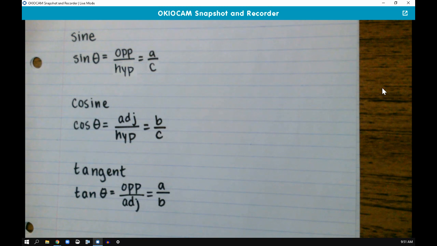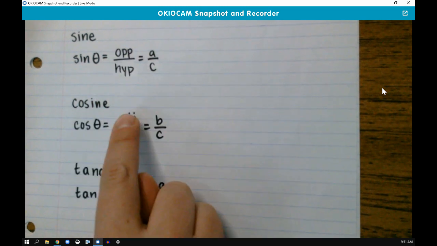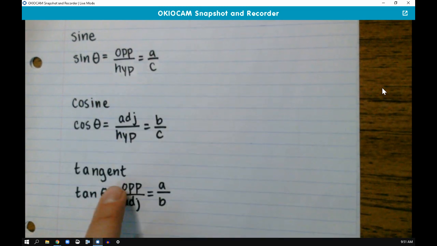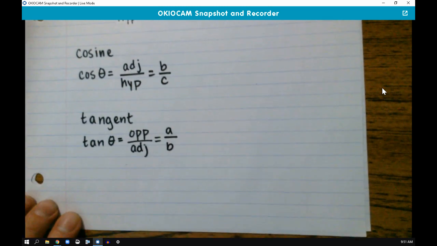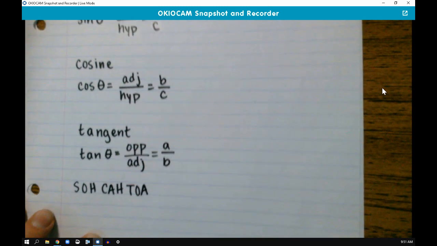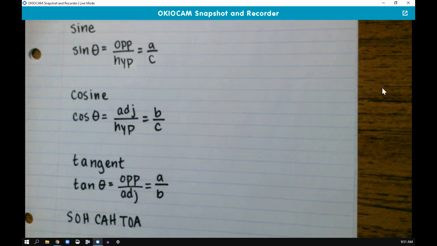Okay, how do we remember sine, cosine, and tangent? SOHCAHTOA. SOHCAHTOA is an easy way to remember sine, cosine, and tangent. Sine is opposite over hypotenuse. Cosine is adjacent over hypotenuse. Tangent is opposite over adjacent. SOHCAHTOA. That's a way to remember those three functions if you need it.